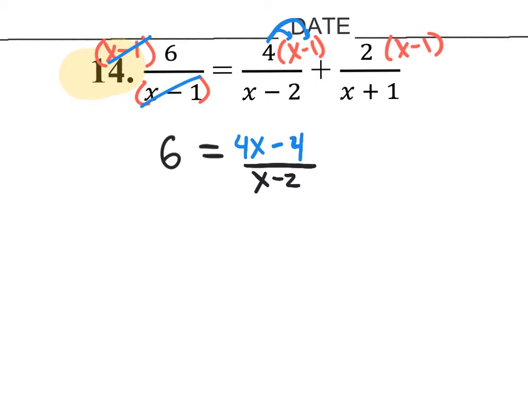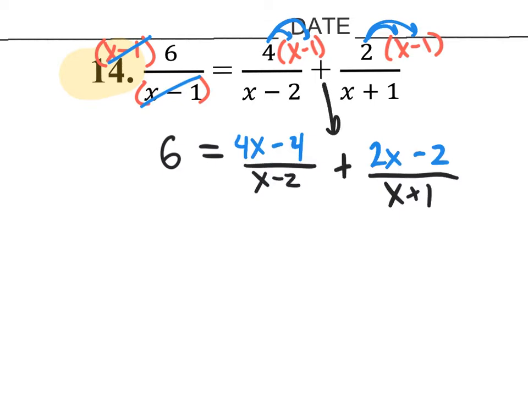We're going to distribute 2 times x, that'll give us 2x. 2 times negative 1, that'll give us a negative 2. And it's still over that denominator x plus 1. And we do have a plus sign between those two fractions. Sorry, I went kind of crooked here. Anyway, we got rid of the first fraction. Now let's get rid of one of these fractions.